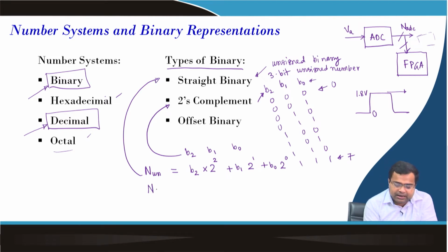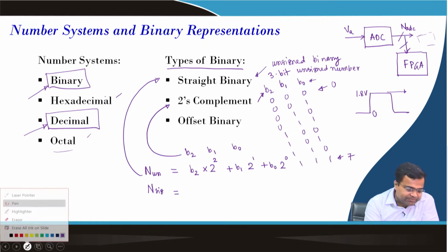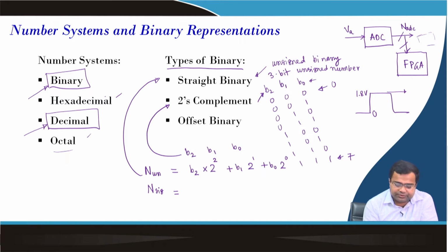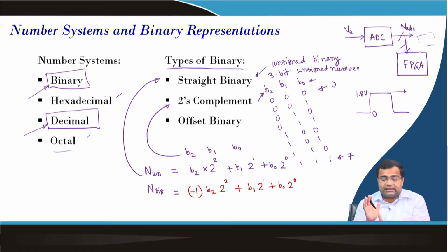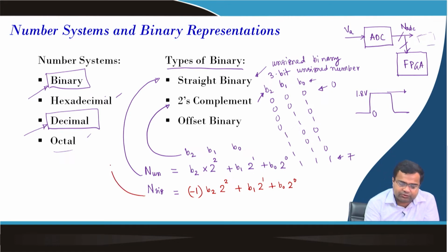The same number, if I use a sign, then how does it look in 2s complement? So, I am representing in 2s complement. So, this will be minus 1, then B2, everything else will remain the same, B1 into 2 to the power 1 plus B0 into 2 to the power 0. That means, this goes back to our 2s complement.